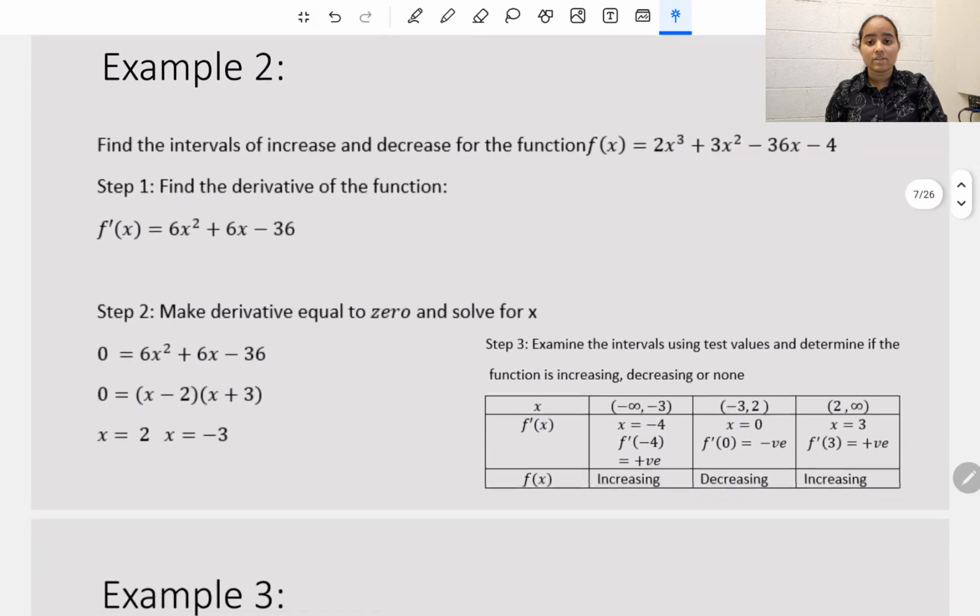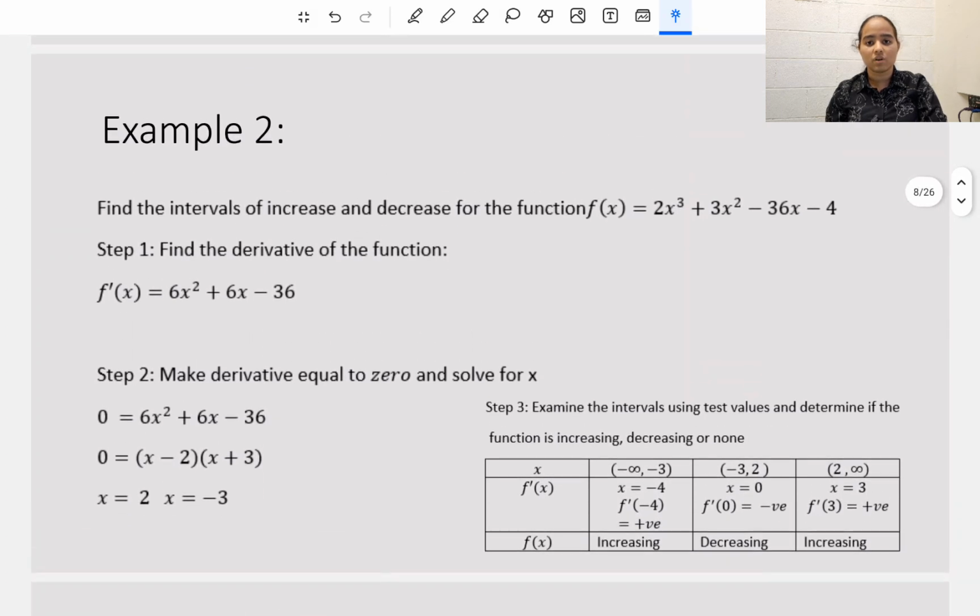Now let's look at example 2. Find the intervals of increase and decrease for the function f of x equals 2x cubed plus 3x squared minus 36x minus 4. In order to find whether a function is increasing and decreasing, we need to find f prime x. We can find f prime x by differentiating the function. So in this case, f prime x is equal to 6x squared plus 6x minus 36.